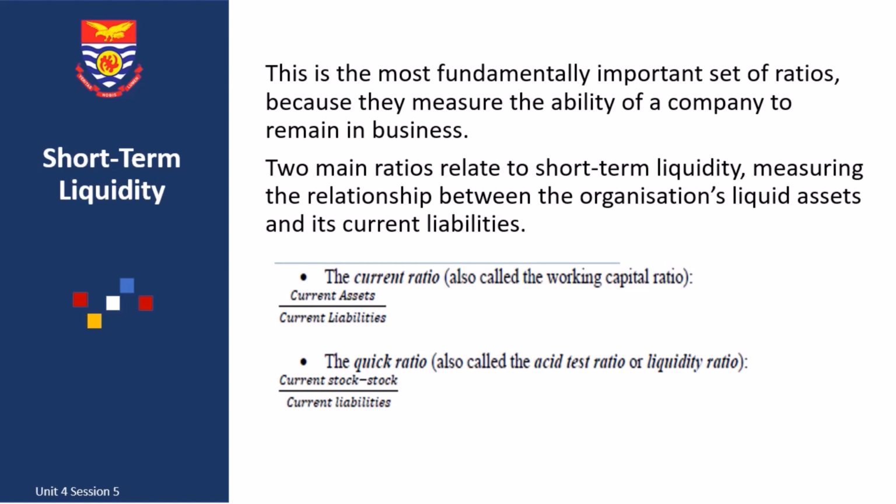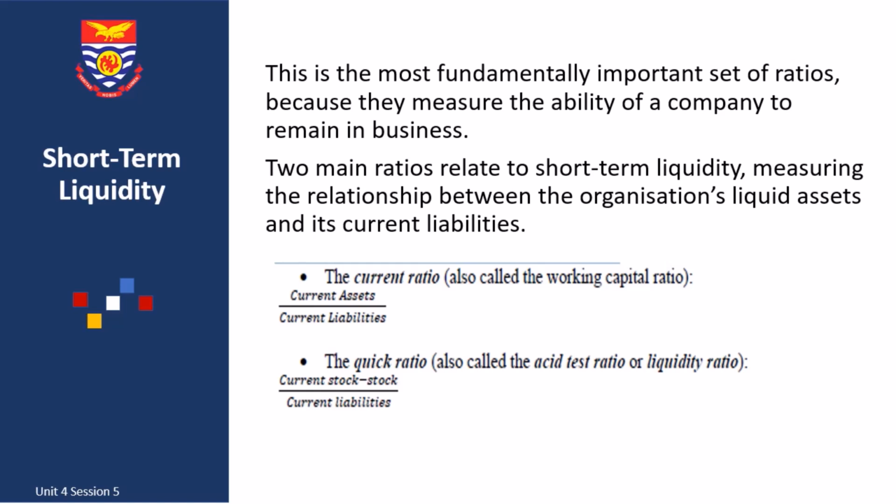So in order to ensure stability in the buying organization's dealings, they need to assess the supplier's ability to meet its short-term obligations, the ability of the suppliers to pay their short-term loans. And we have a set of liquidity ratios to determine that. These two main ratios are the current ratio and the quick ratio. The current ratio is also known as the working capital ratio. The quick ratio is also called the asset test ratio.